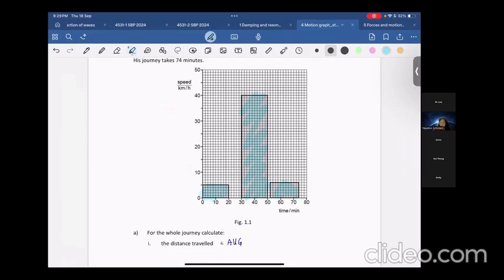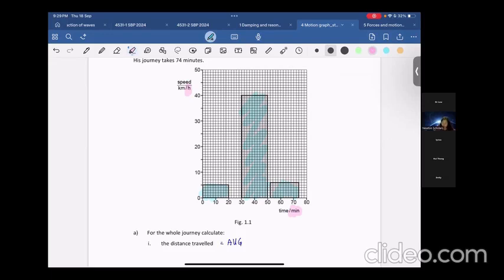But here, why do I say they're trying to trick you? Look at the axis. Look at the unit on the axis. Here I highlight for you: kilometer per hour. How about time? Minute. Be careful with the unit. They're trying to trick you. They give you different units. So what should we do? We should make it standardized.